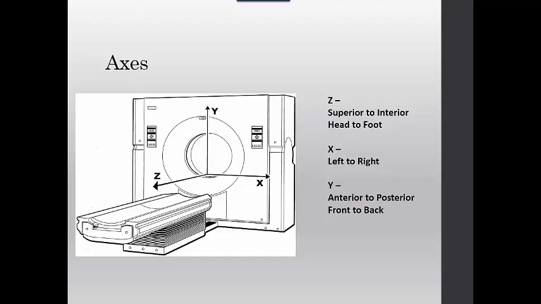The image on the slide demonstrates where the X, Y, and Z axes are in relation to the patient in the CT scanner. From this perspective, you can see that the X-axis is from left to right, the Y-axis is anterior-posterior or front to back, and the Z-axis is superior to inferior or head to feet.